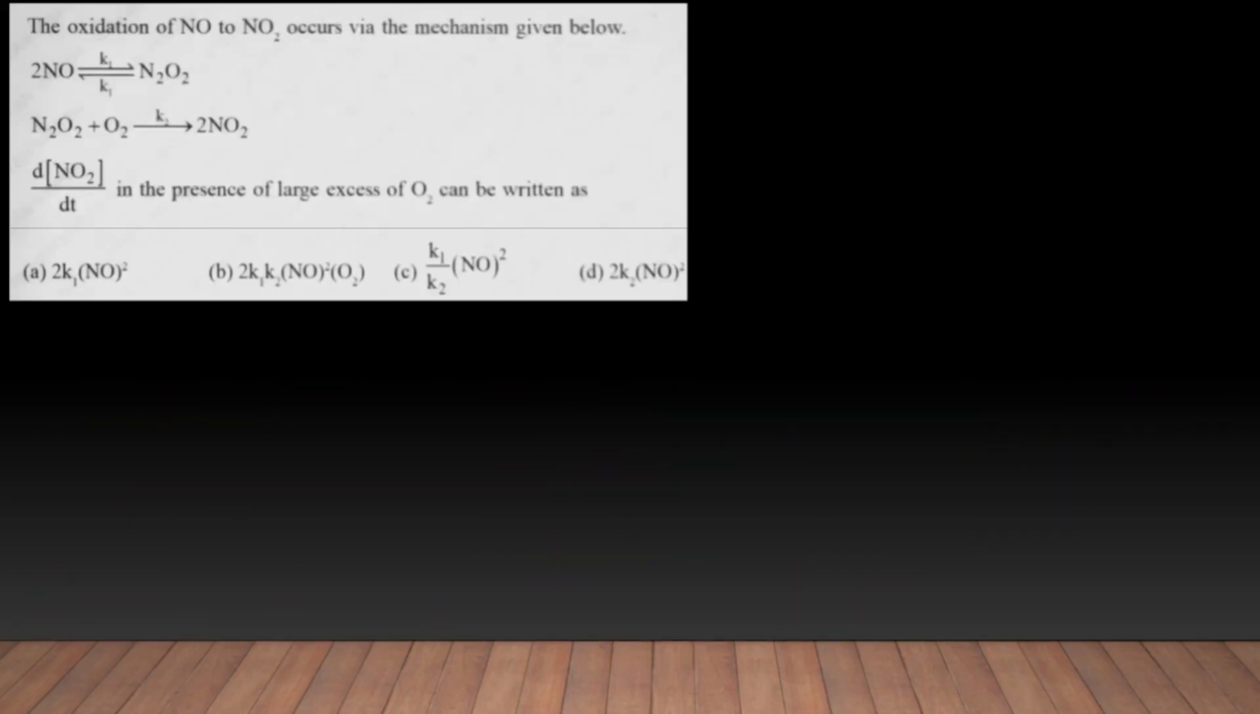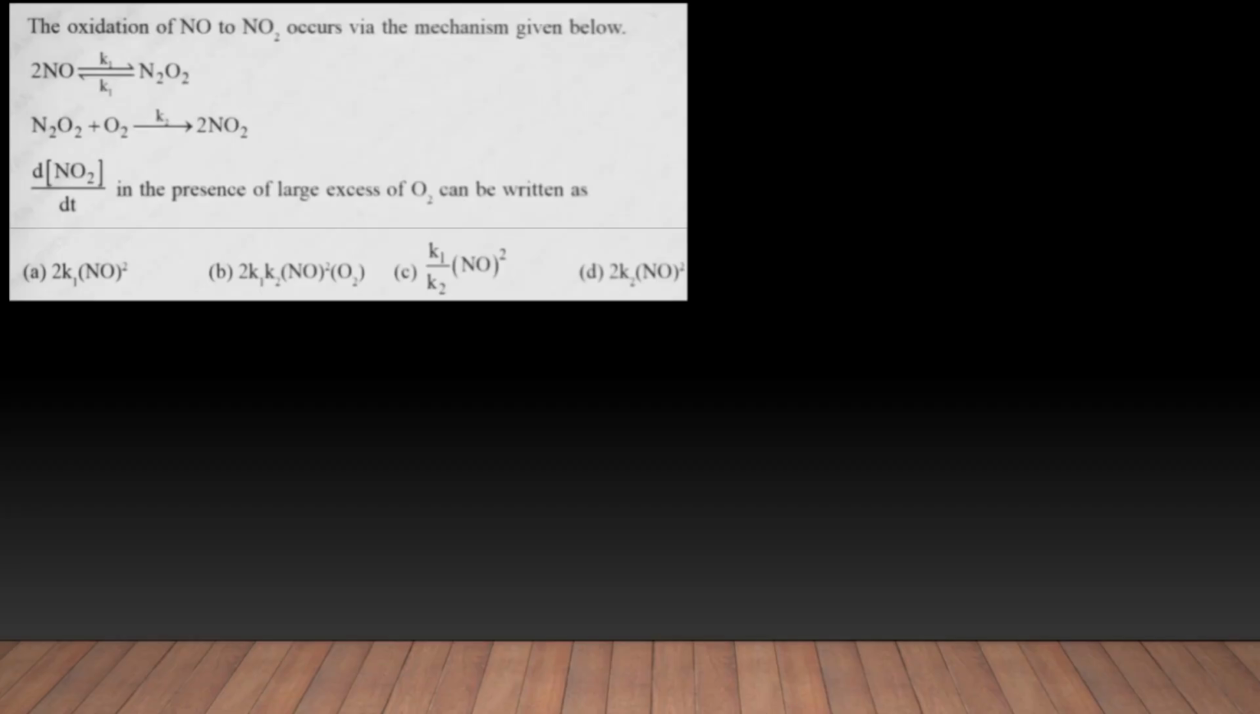Okay. Next one is this question. The oxidation of NO to NO2 takes place through this mechanism. The d[NO2]/dt in the presence of a large excess of oxygen will be written as... Okay, so we will be applying the SSA conditions so that we can find the d[NO2]/dt. Here this NO2 is being formed in the final reaction.